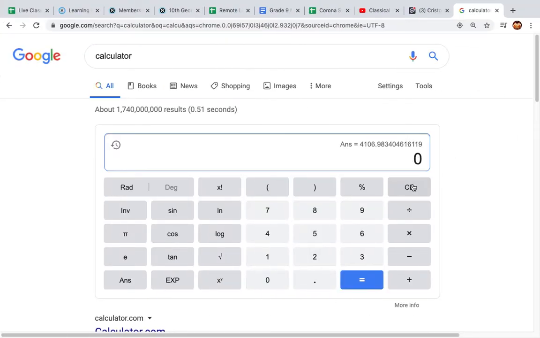Clear this out. We've got 5,000 times 1.2 to the 10. Was it 10 or was it 20? No, I forget. I'm sorry, it was 20. Well, there you have it for 10. Let's hold that in mind.